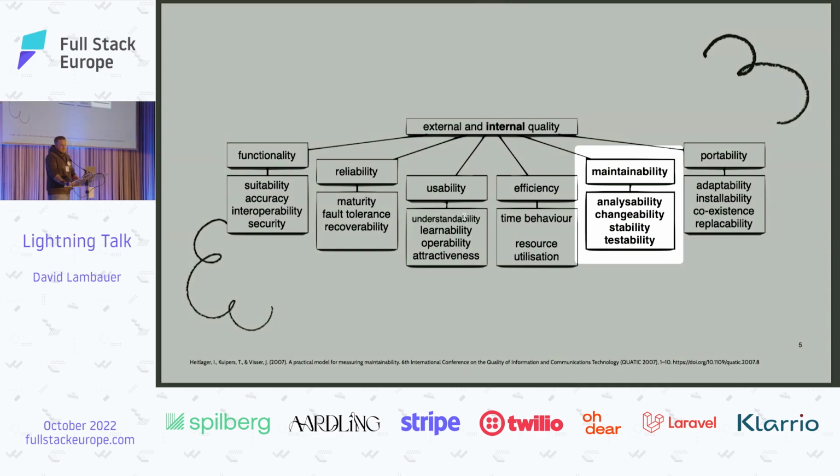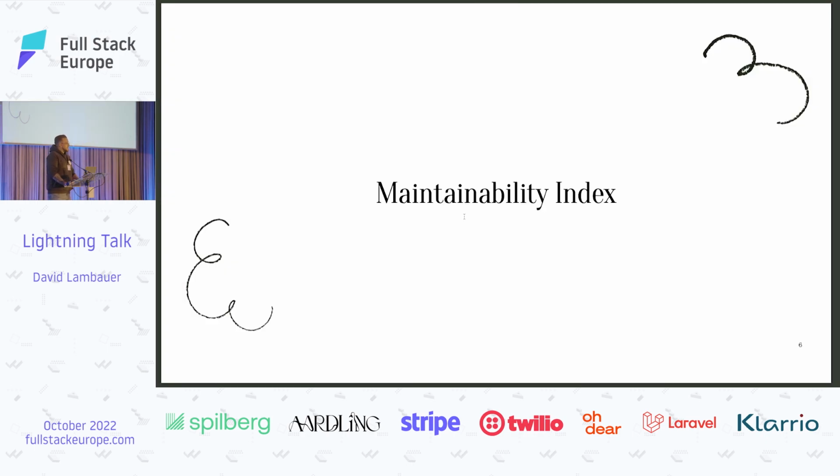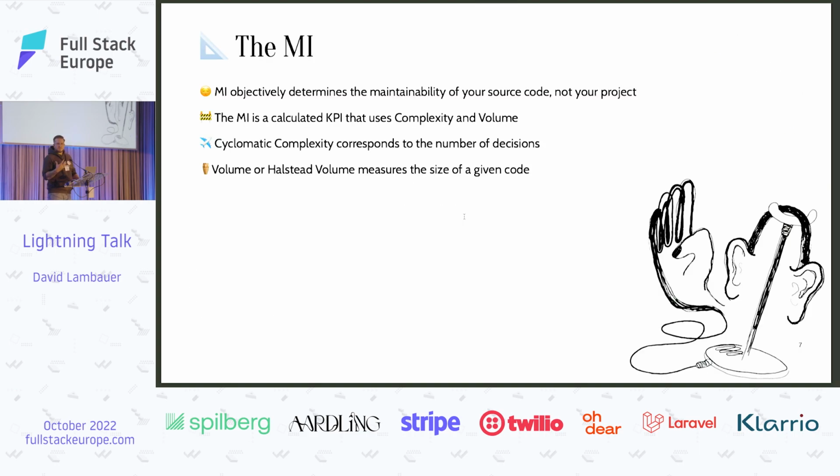As we only have a couple of minutes, we'll focus on the maintainability aspect, and we can only touch a single KPI in that subcategory, which is the Maintainability Index. The Maintainability Index, or in short MI, determines how maintainable your source code is. It's not about your project itself, it doesn't touch your infrastructure, for example, or evaluate your business logic. It's all about your source code. And the MI is a calculated KPI. To calculate it, you need 2 more KPIs, the complexity and the volume.